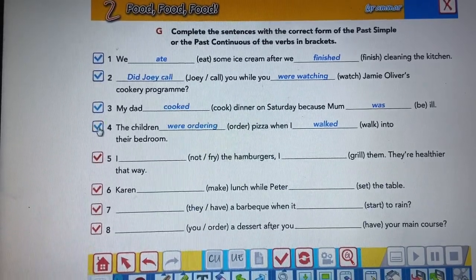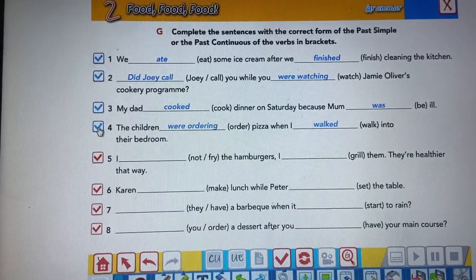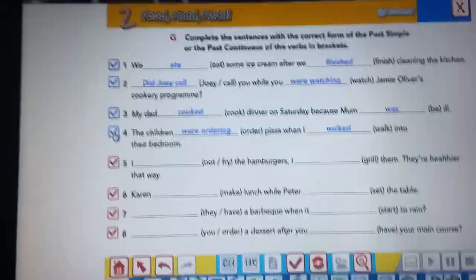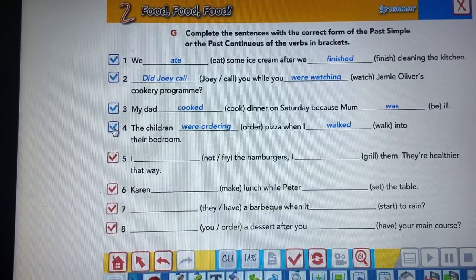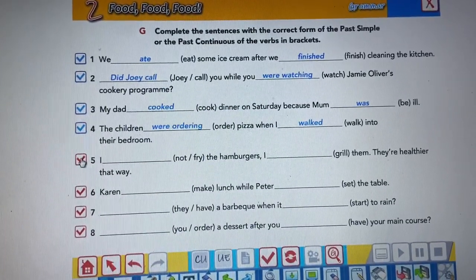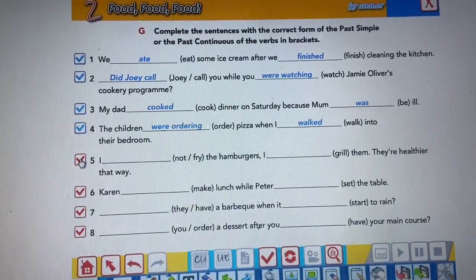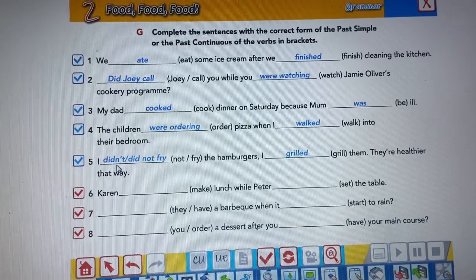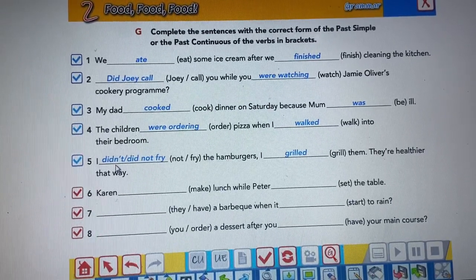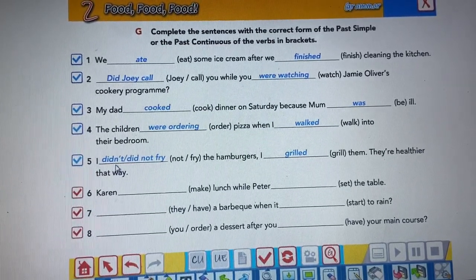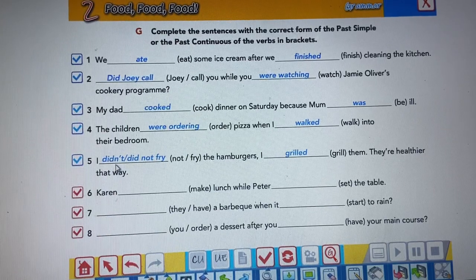Number 5, I not fry the hamburgers, I grill them. They are healthier that way. So, I didn't fry the hamburgers, I grilled them. They are healthier that way. So, this is the negative form of the past simple. We used the helping verb did not. So, I did not or didn't fry the hamburgers, I grilled them. These actions started and finished in the past.